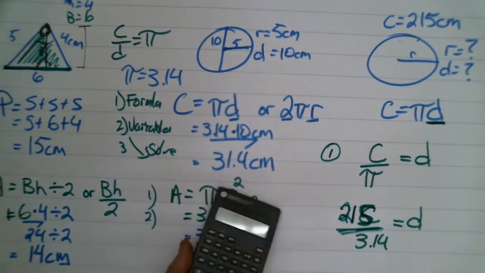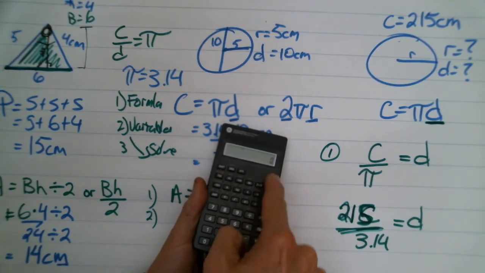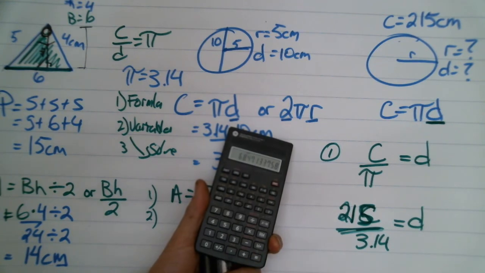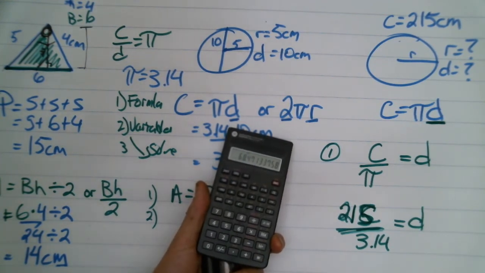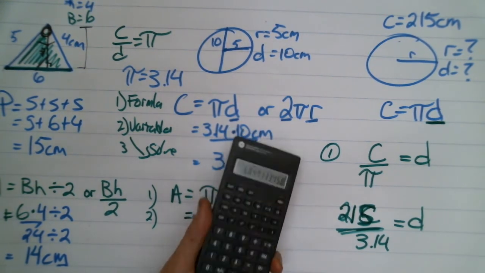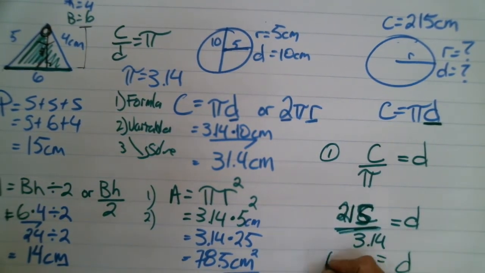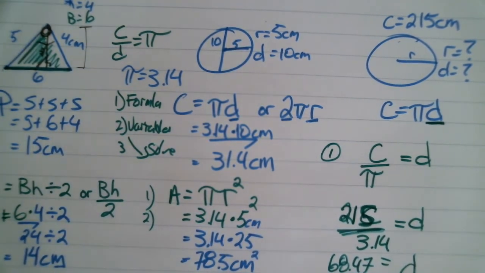Now we do it. 215 divided by 3.14, 68.47. Let's round that to 68.47. So d equals 68.47. Yes, we are dealing with decimals.